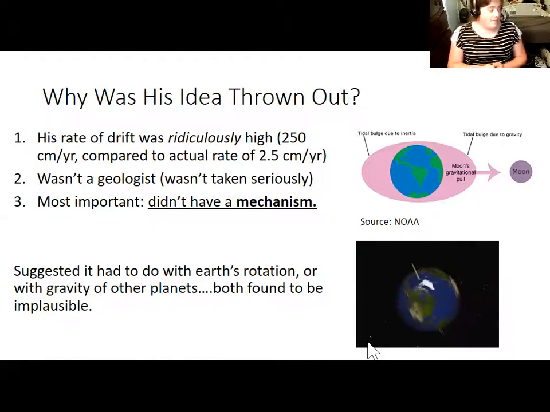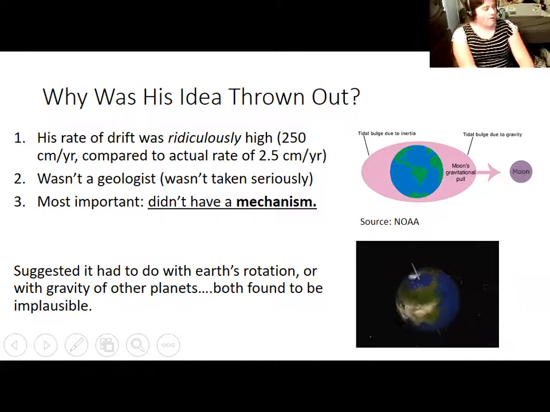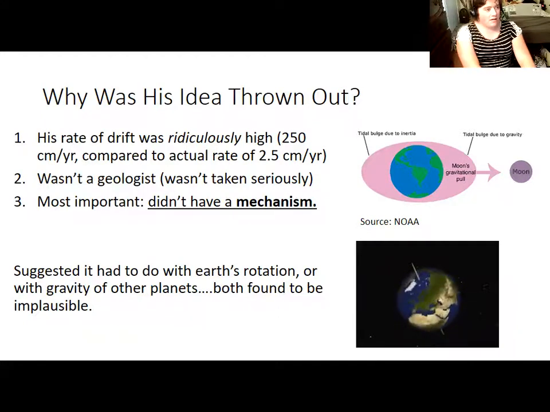And they were limited. Wegener and the other people working on this were limited by the science they had available. For one thing, they couldn't come up with a mechanism that made sense. When I say mechanism, I mean basically, what is causing this? What's doing this? Why did the continents move? And he couldn't come up with one.